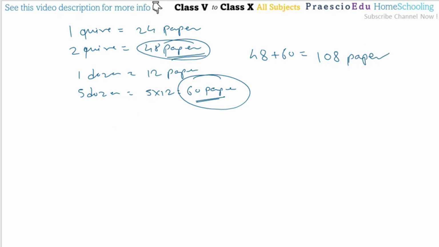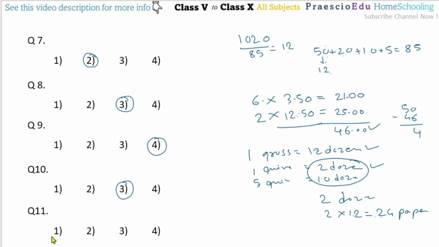So 108 papers is mentioned in option number 1. So option number 1 for question number 11 is correct.